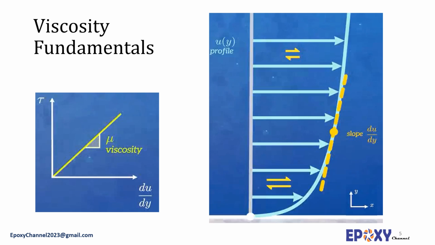If we plot the profile of a velocity u versus distance from the wall, we would have this image on the left. For most fluids, the relationship between the shear stress and the slope of velocity is linear. The slope of this curve is called viscosity.